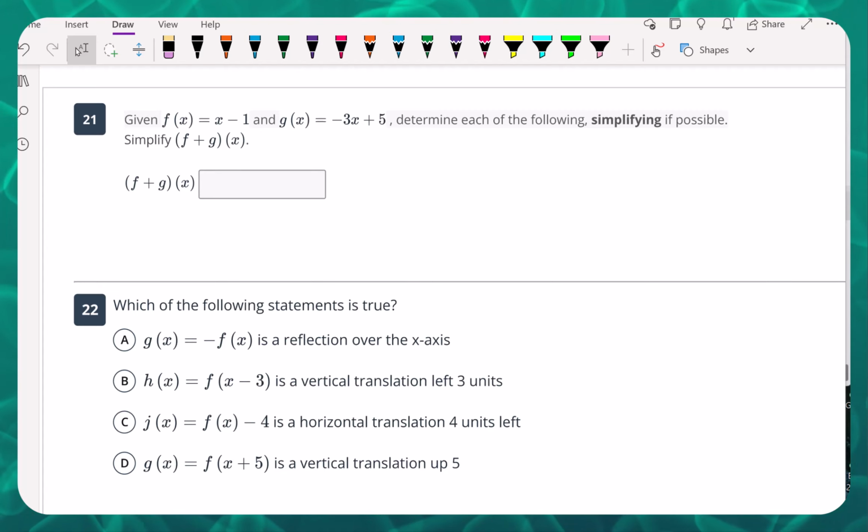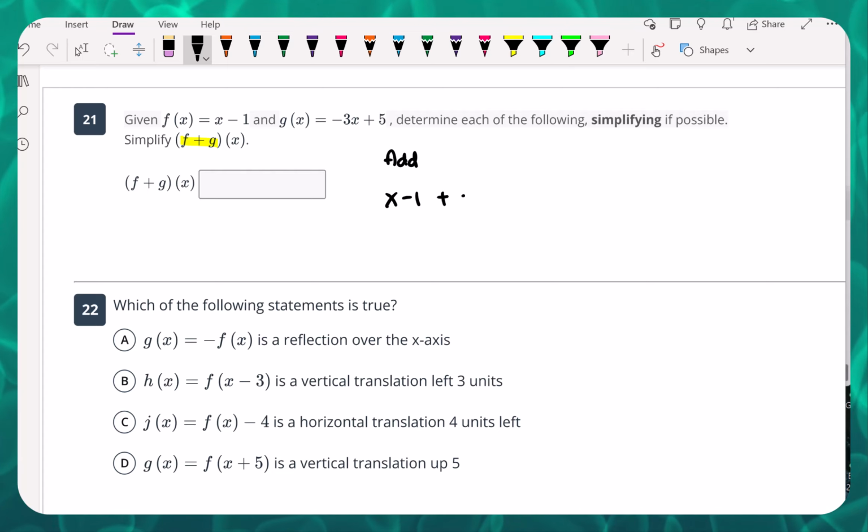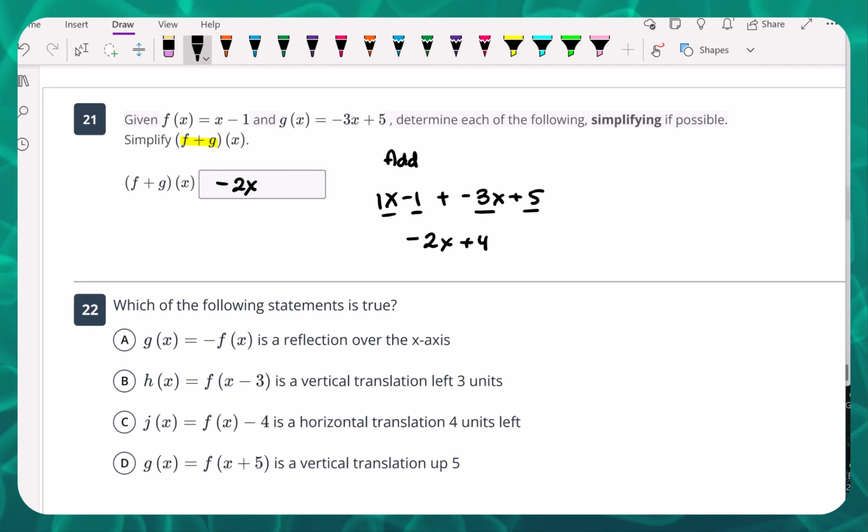Next question is asking us to do this. Now that means to add the functions together. So I'm just going to take f of x, which is x minus 1, and I'm going to add that to g of x, which is negative 3x plus 5. All you got to do is add like terms. That's 1 minus 3 is negative 2, and negative 1 plus 5 should be 4. So negative 2x plus 4.